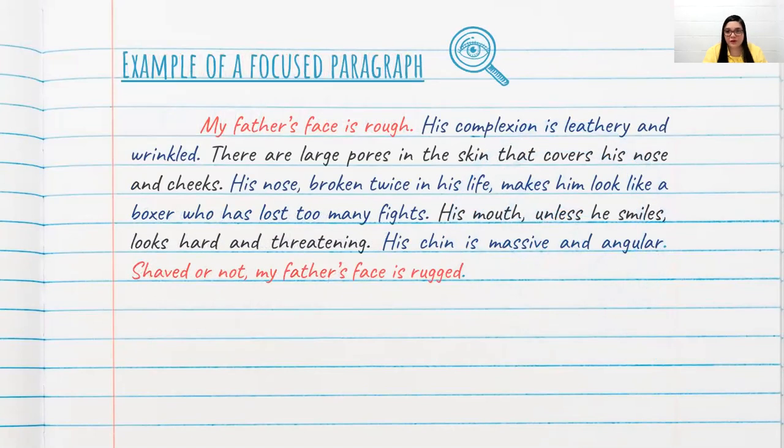Example of a focus paragraph. My father's face is rough. His complexion is leathery and wrinkled. There are large pores in the skin that covers his nose and cheeks. His nose, broken twice in his life, makes him look like a boxer who has lost too many fights.